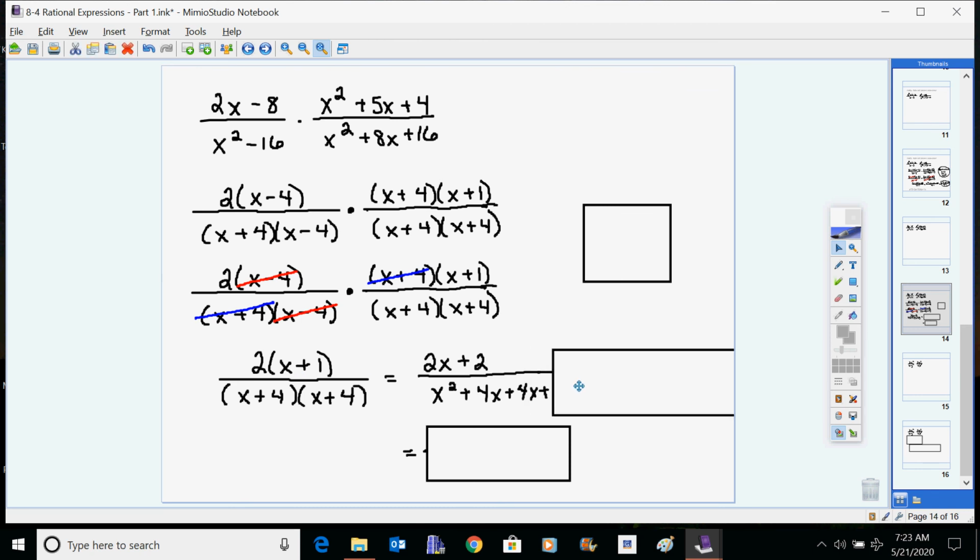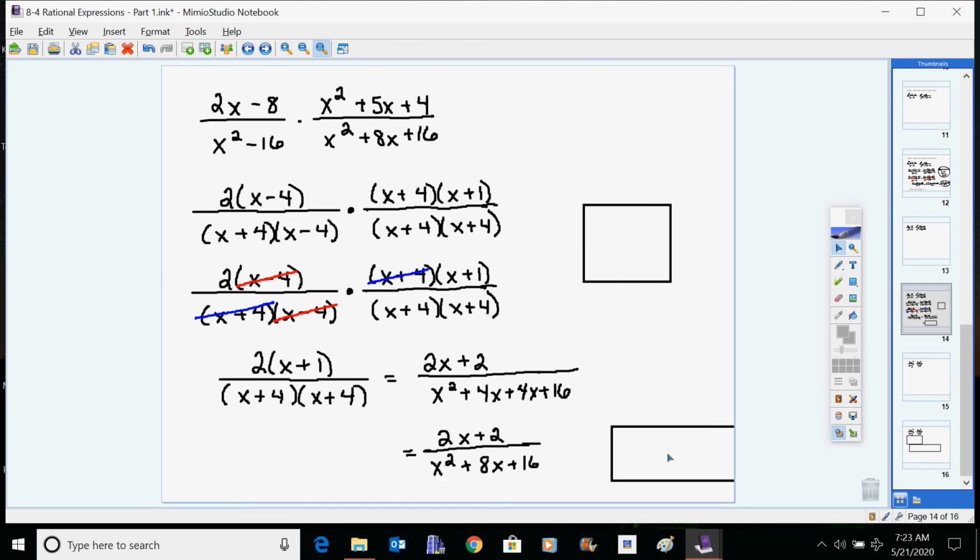2x plus 2 over x squared plus 8x plus 16. There's our final simplified form, because we already canceled out everything that could possibly be canceled out. And our restrictions, the numbers that it can't be, well, it can't be -4 and it can't be 4.